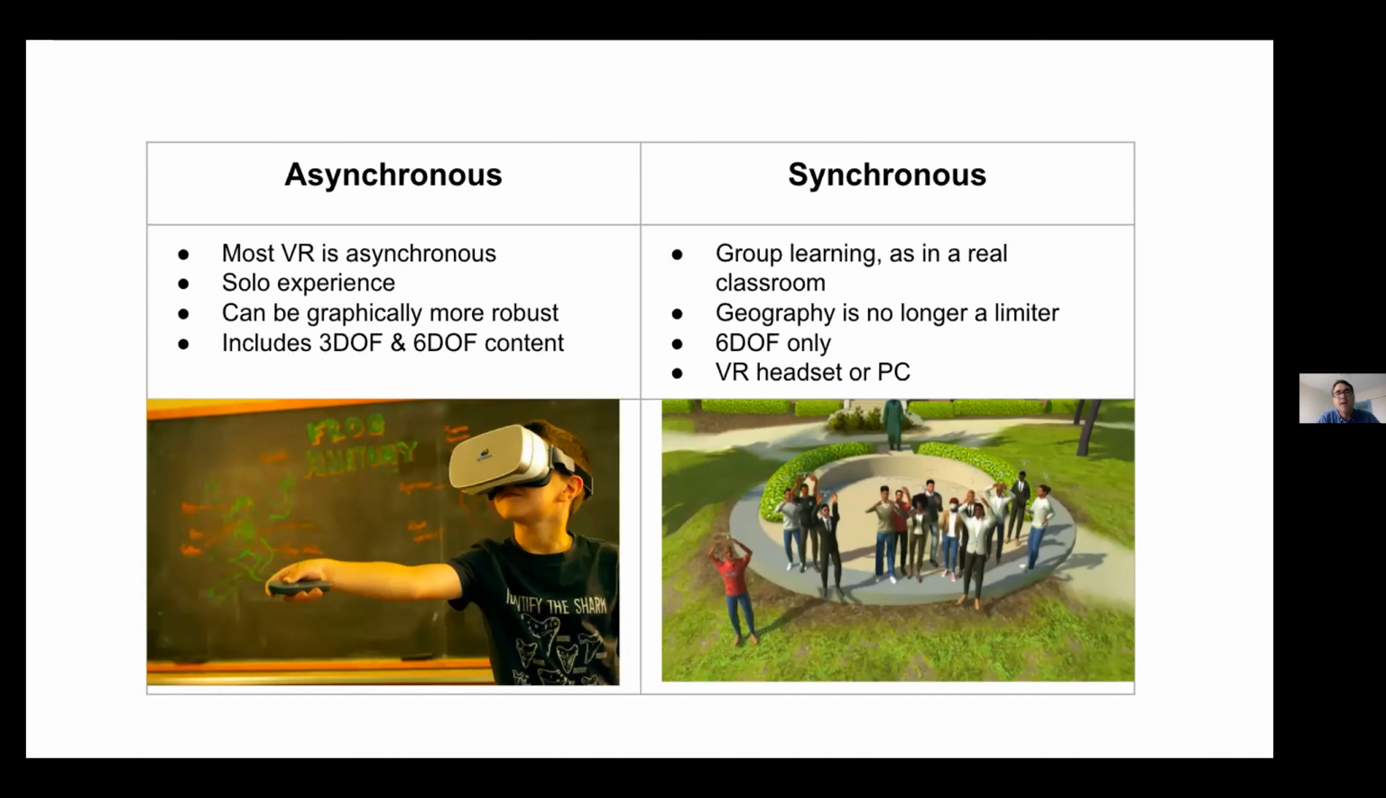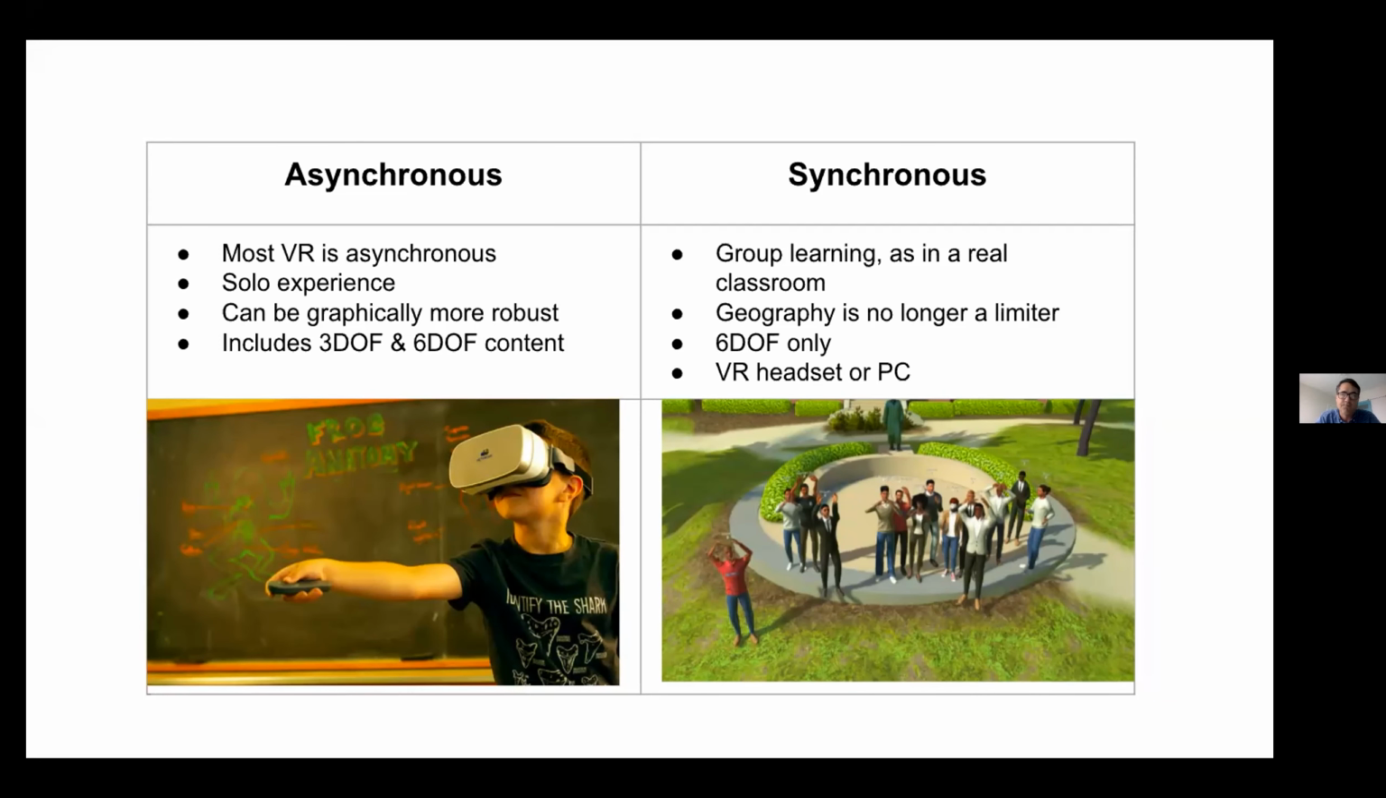Let's talk next about synchronous versus asynchronous. So asynchronous is most VR content that you see today, right? A student puts on a headset and they may download a product from the Vive store or some other store and engage in either a game or an educational experience. And it's a solo experience. They're in there by themselves. It can be frequently graphically more robust, and it can be either 3DoF or 6DoF content. And frankly, it could be a 360 virtual reality video, or it could be a completely created world or a completely created graphic.